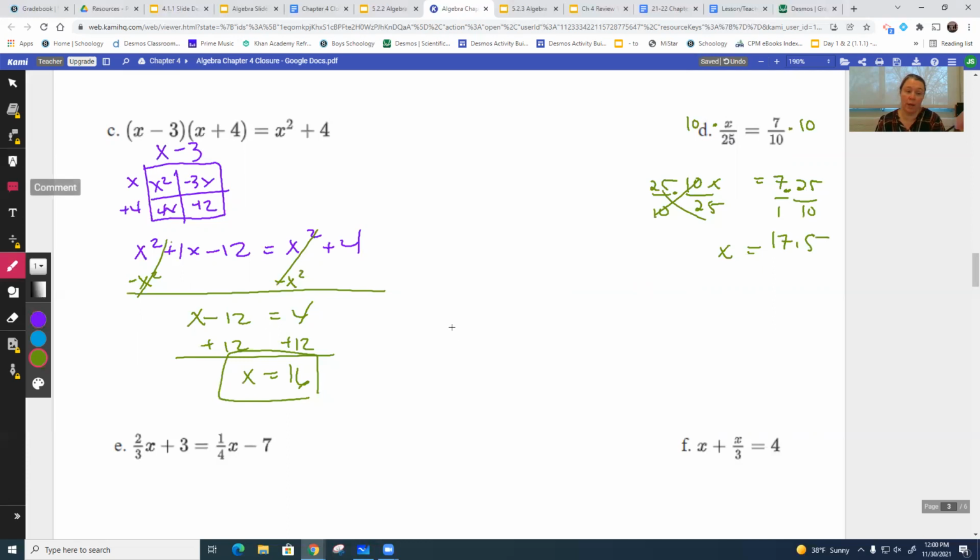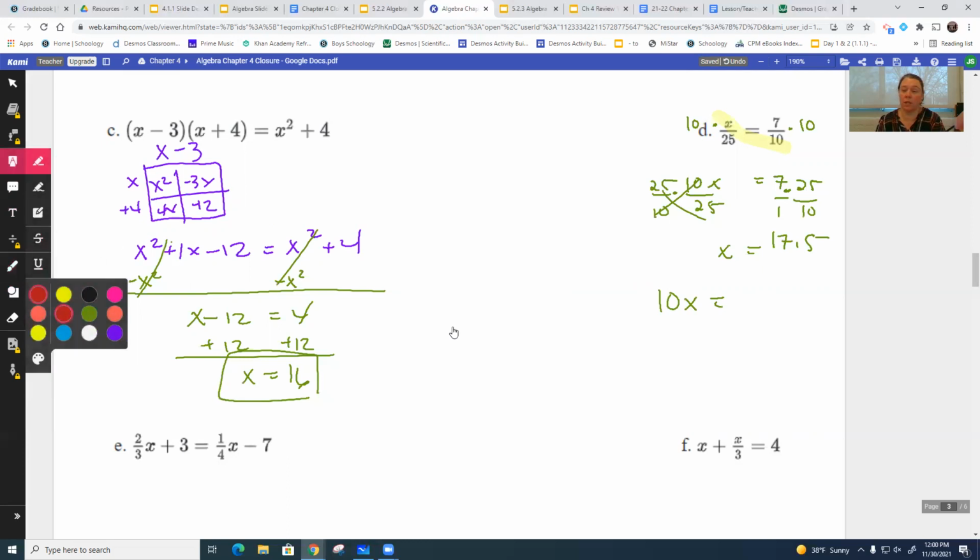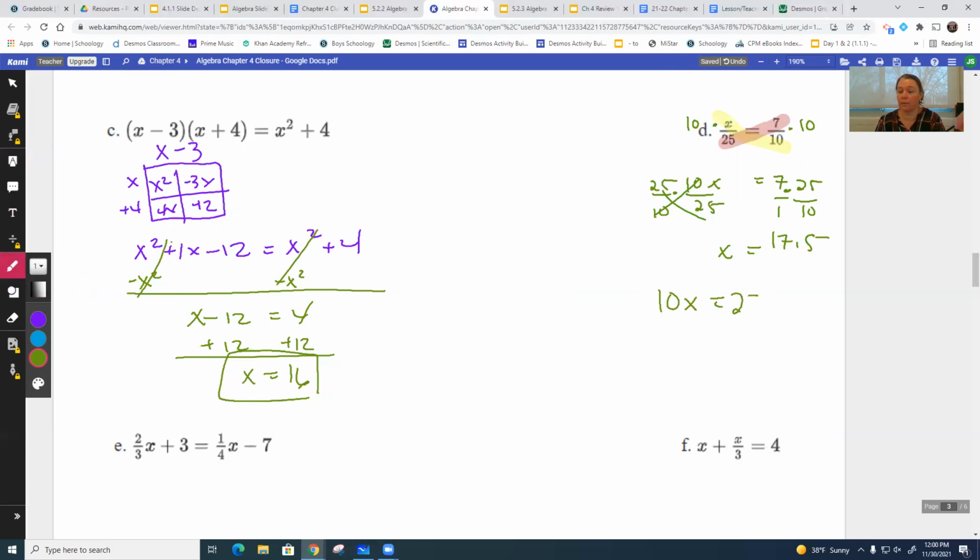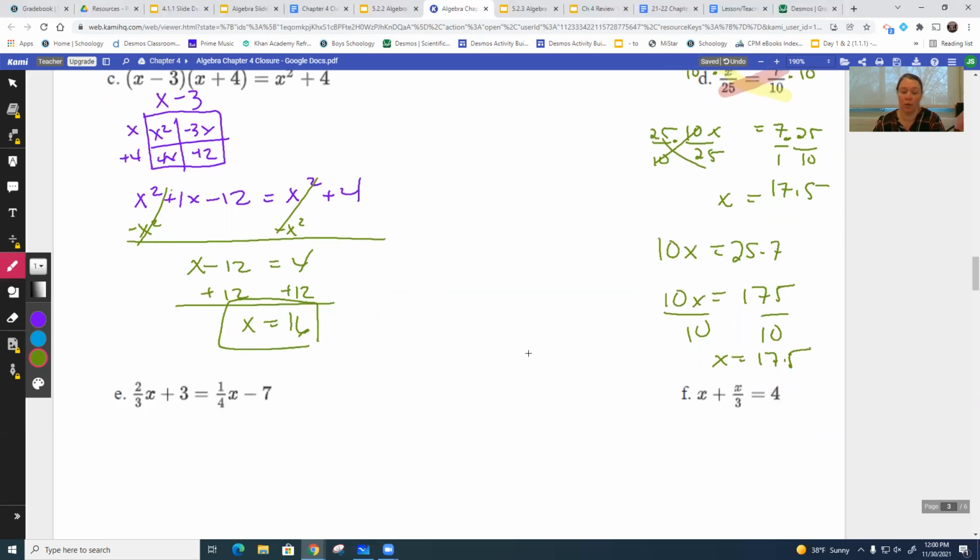And the other way that you may have learned about before is that you multiply the diagonals together. So you multiply 10 times x together, so that's 10x equals, then you multiply the other diagonal together, so 25 times 7. So then you have 175 equals 10x, so 7 times 25, and then you end up dividing by 10. So you get the same thing. You still get 17.5. It's just another way to solve that equation.